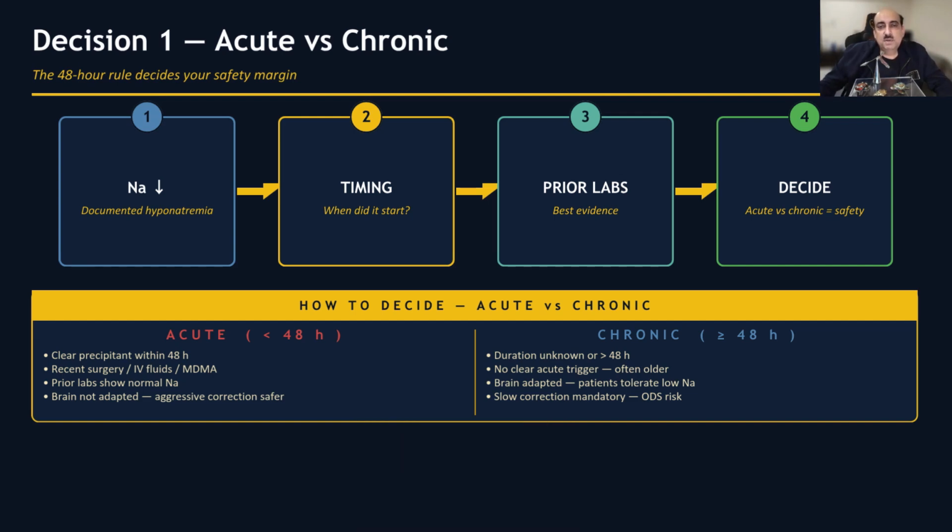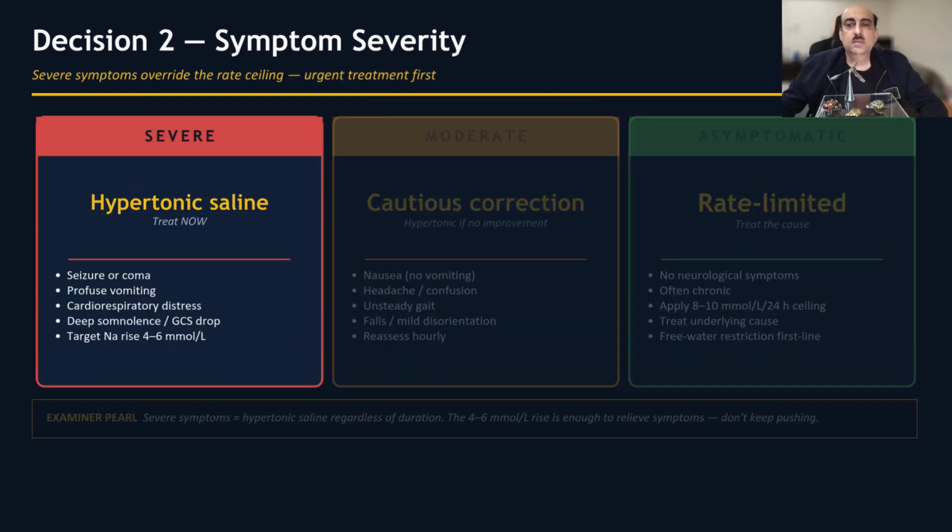The key decision will be to look at the precipitant. Has anything happened in the last 48 hours? A surgery, IV fluids, ecstasy use, marathon running, vomiting, etc. If there's a clear-cut precipitant. Previous labs will help if you have labs available within 48 hours, if the patient is already there. If the duration is unknown, then it's safer to treat it as if it's a chronic one.